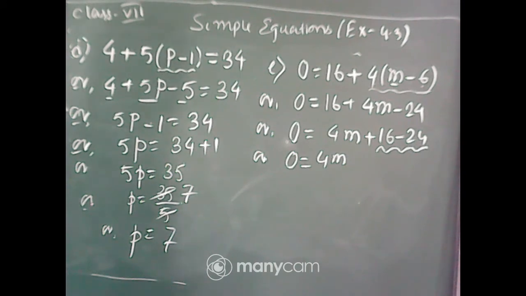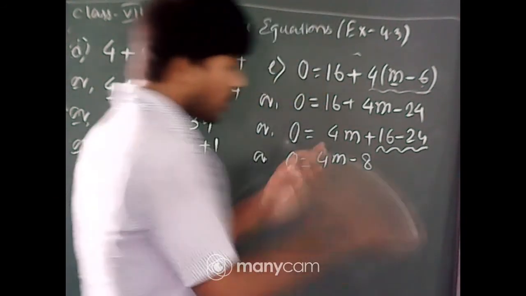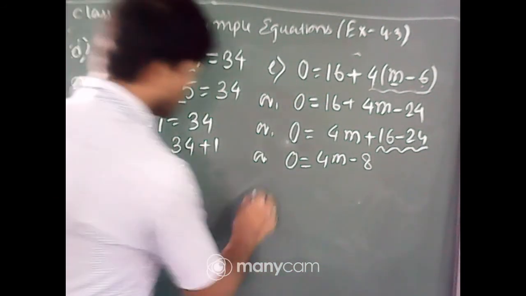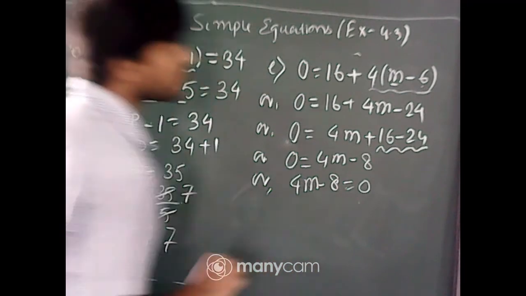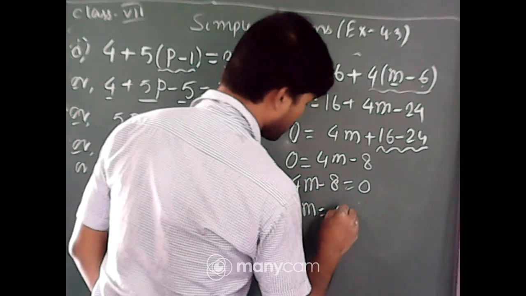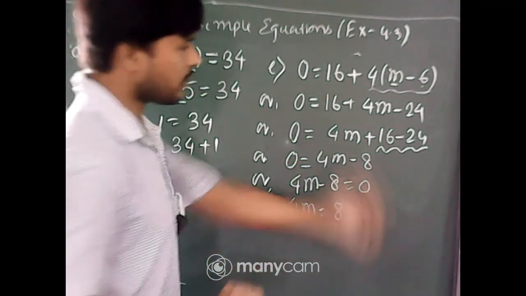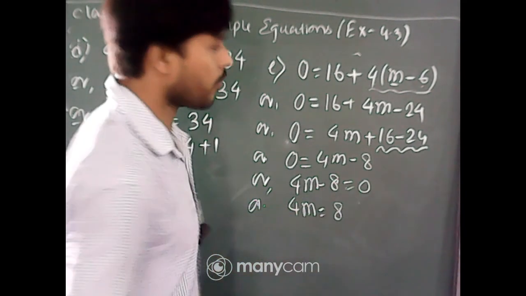16 minus 24. Tanisha is saying it is minus 8, but Nandini is saying it is 8. Which is correct? Yes, Nandini, you correct yourself. The answer is minus 8. We know when you subtract a larger number from a smaller number, the sign is minus. Now just flip the equation. So now turning the equation, we have 4m minus 8 is equal to 0. That means 4m is equal to 8. Minus 8, when we shift it from left hand side to right hand side, the sign will be plus 8.